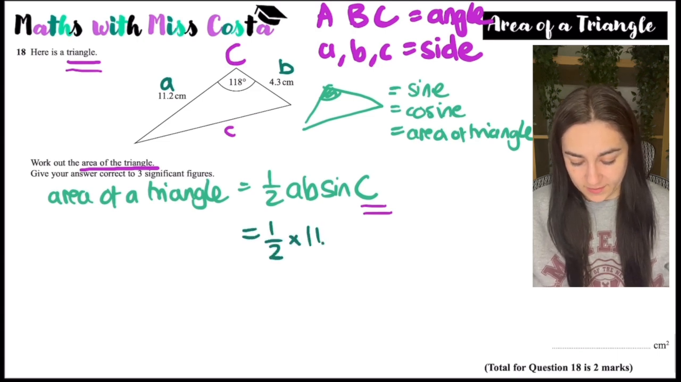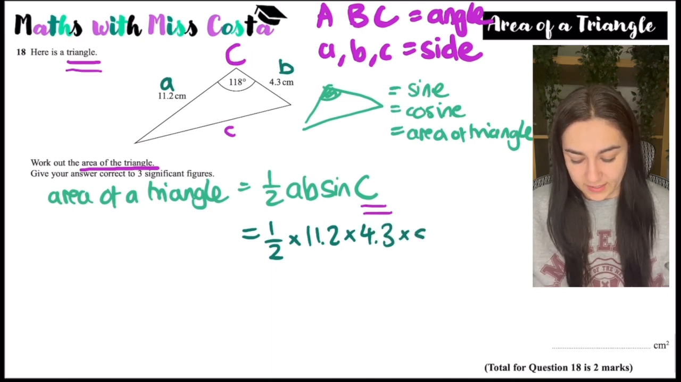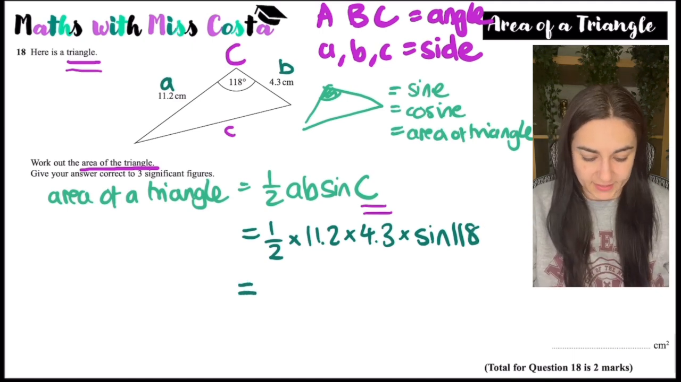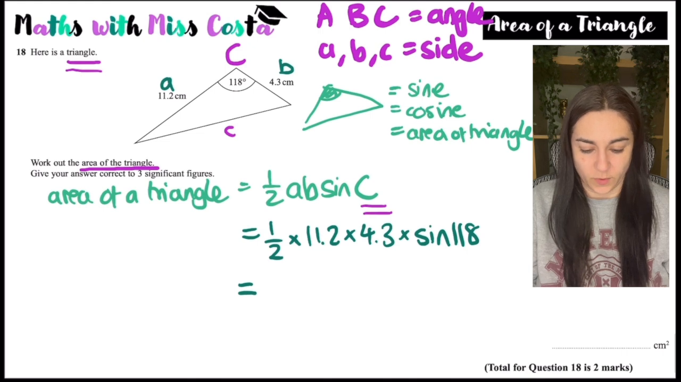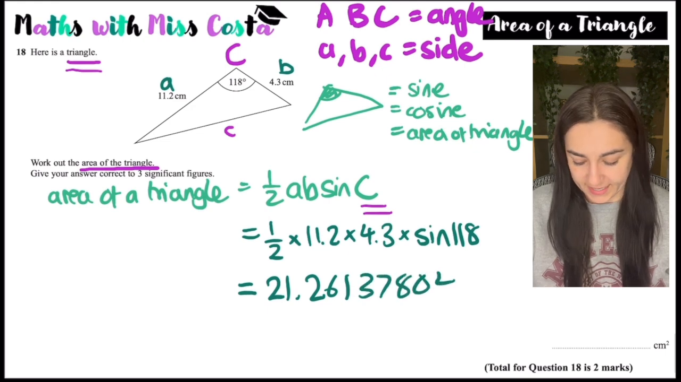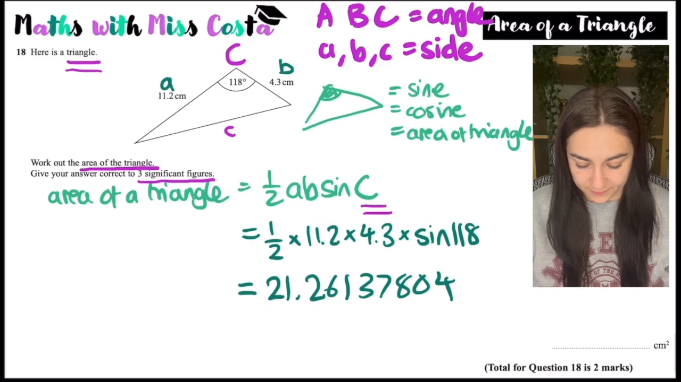A half times by a, which is 11.2, times by b, which is 4.3, times by sine 118. And I just plug that into my calculator. So 0.5 times by 11.2 times by 4.3 times by sine 118 gives me 21.26137804. And I'm told to give my answer correct to 3 significant figures.